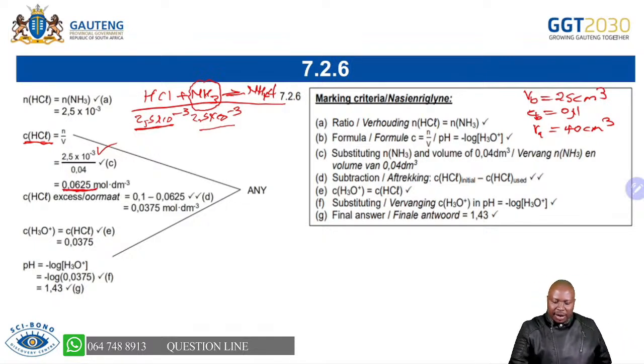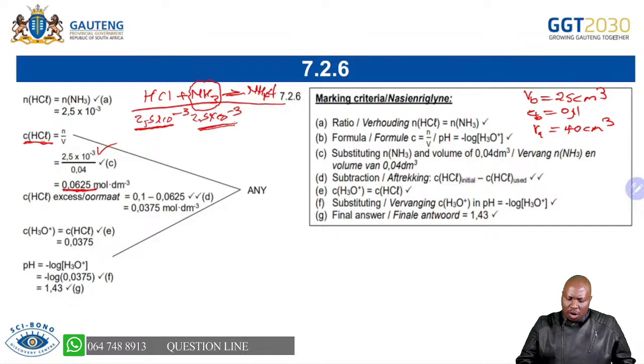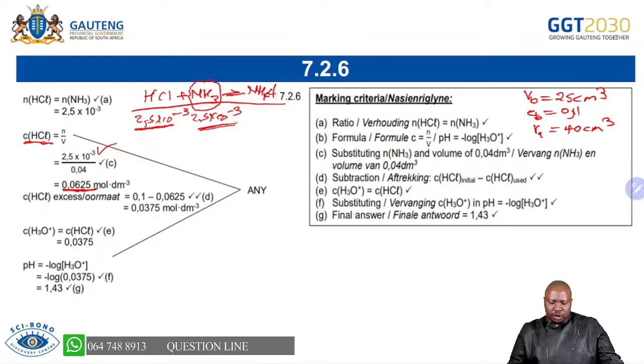How much? Remember, we are saying 2.5 times 10 to the power of minus 3 of ammonia reacted. And according to the mole ratio, 1:1, it means the same amount, 2.5 times 10 to the power of minus 3, will react of HCl. And then because of 1:1, you use that to calculate the concentration. We got it. Now let's go back. How much were we having? We were having 0.1. How much reacted with ammonia is 0.0625 according to this calculation.